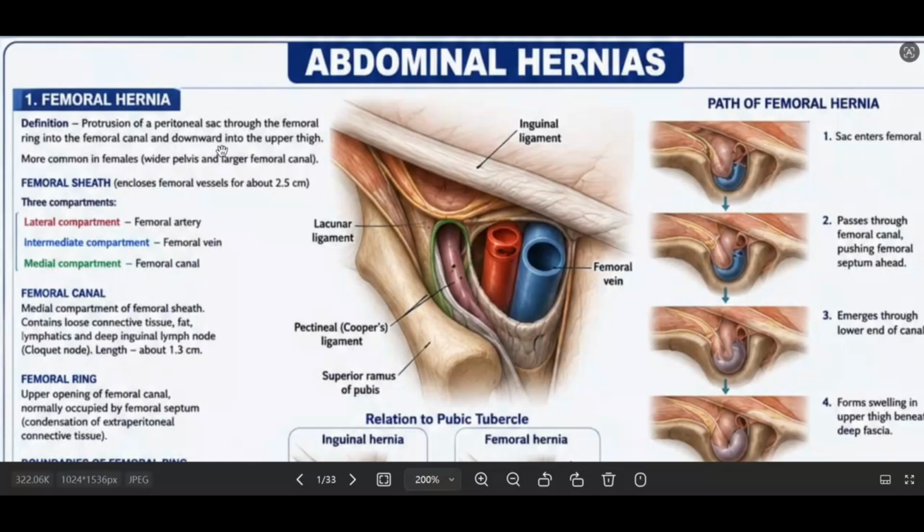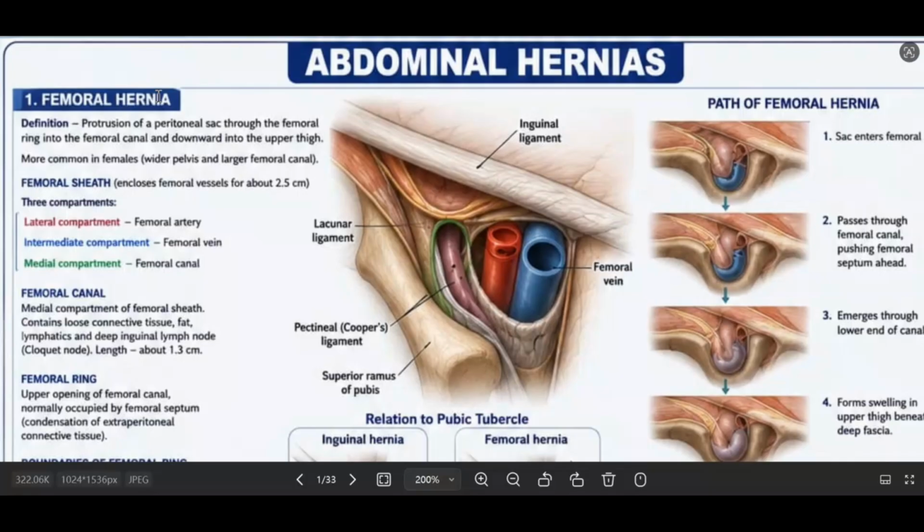Now let's understand this pattern. Think of it like this. First we have the abdominal cavity. Then from the abdominal cavity we enter the femoral ring, and from the femoral ring we enter the femoral canal, and the femoral canal then enters the upper thigh. So this is the passage of the femoral hernia. Unlike an inguinal hernia, it does not pass through the inguinal canal.